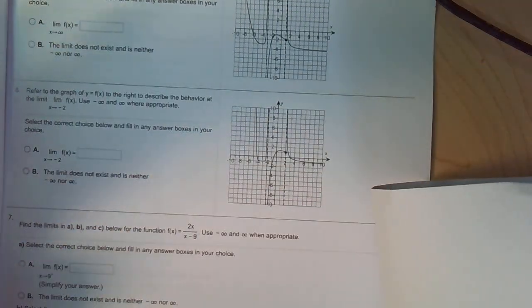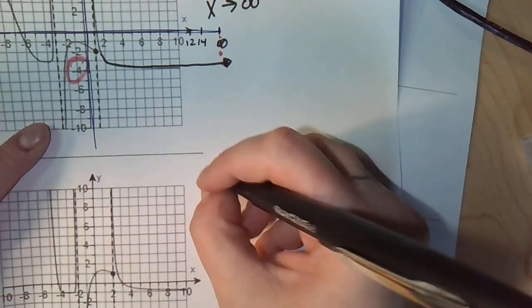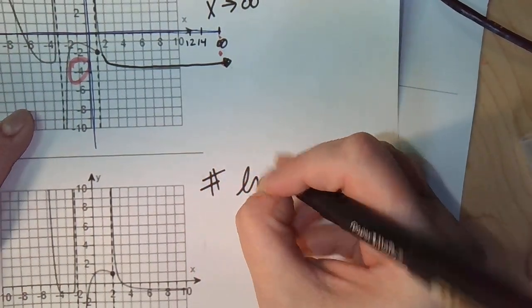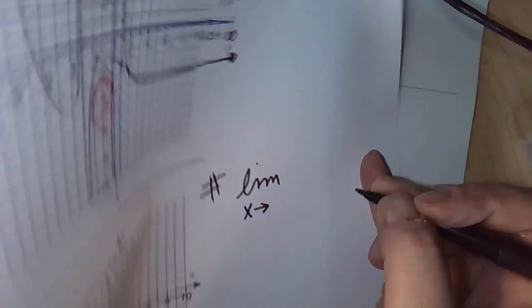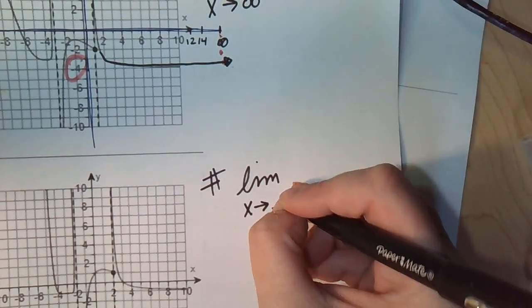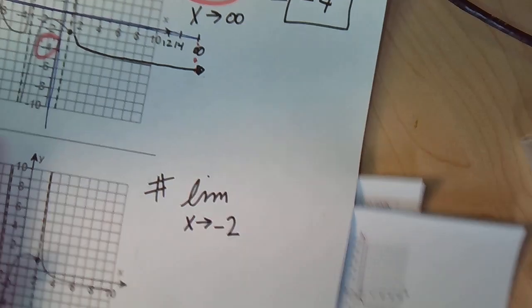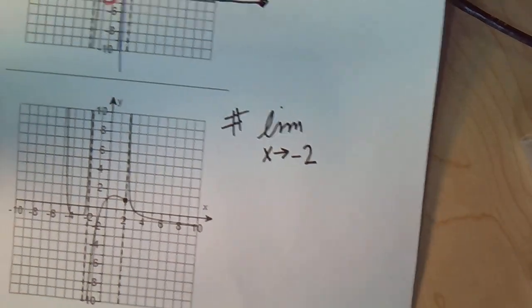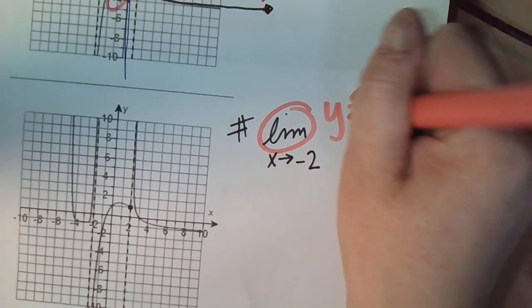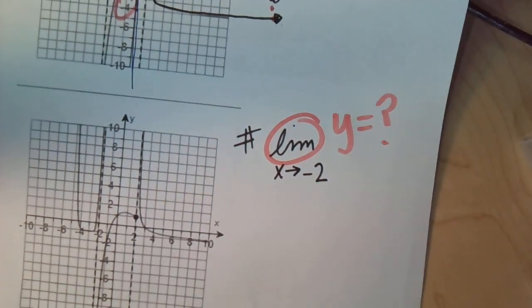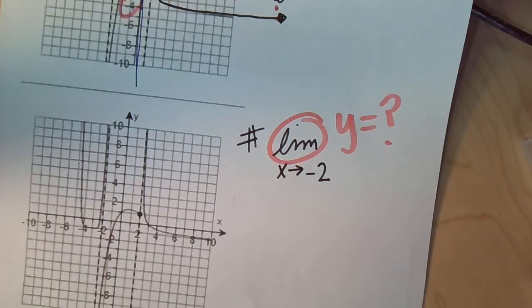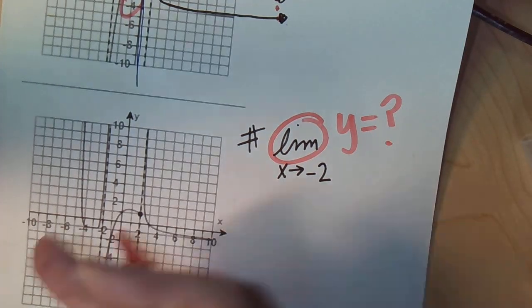Number 6 said, what's the limit as x approaches -2? Okay, well, let's remember, limit means the y value. X and the arrow -2 means that's where you look.